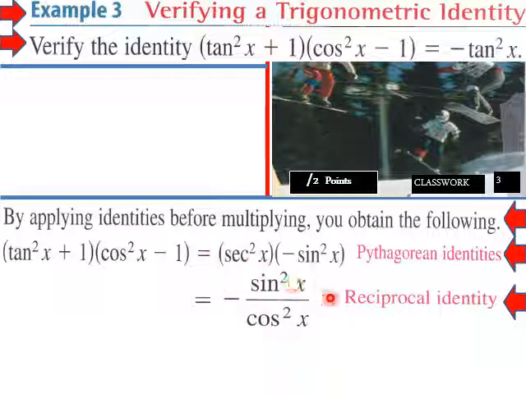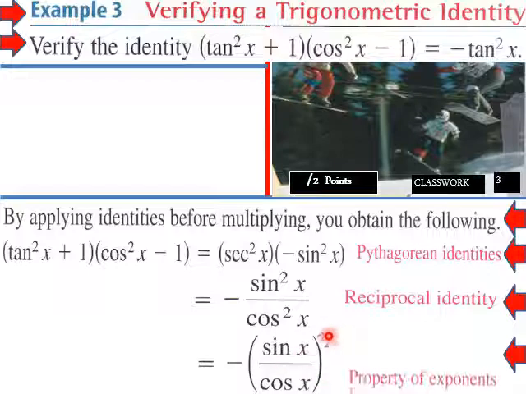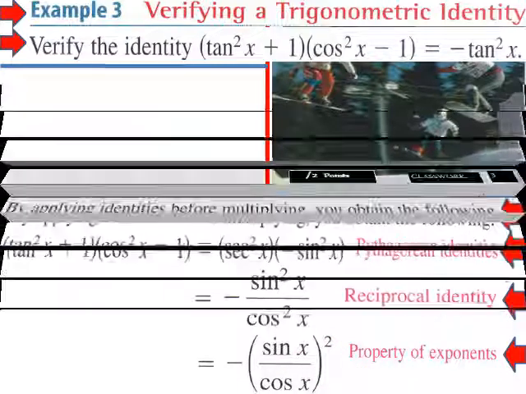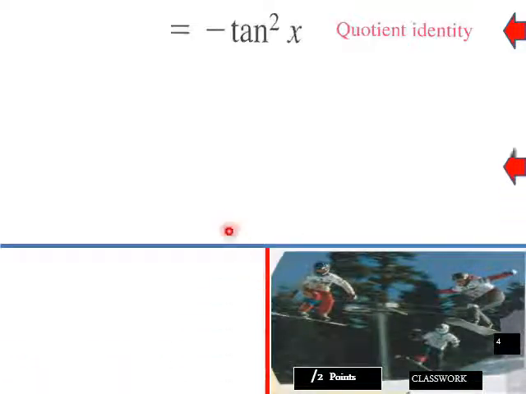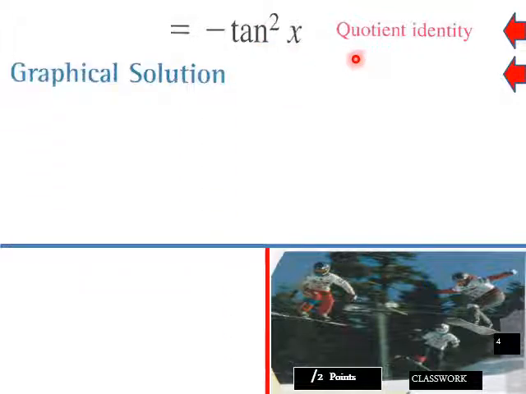So now when we put these into a reciprocal identity, cosine squared x is the same thing as 1 over secant squared x. And then the negative sine squared x, we leave that up in the numerator, but we keep the negative sign here. And this would be using reciprocal identities. And then when you have the negative of sine x over cosine x, squared, that would be the same thing as negative tan squared x, a quotient identity from that.